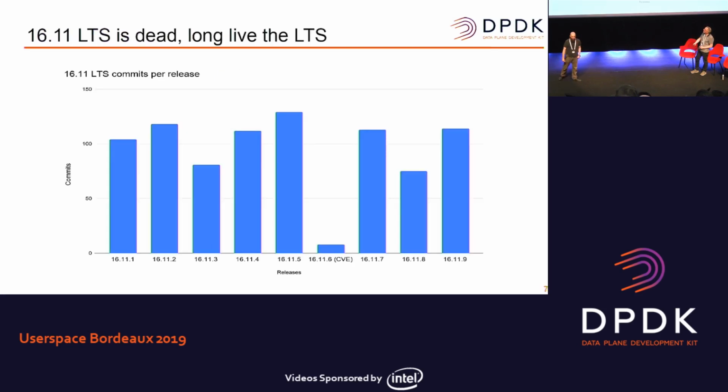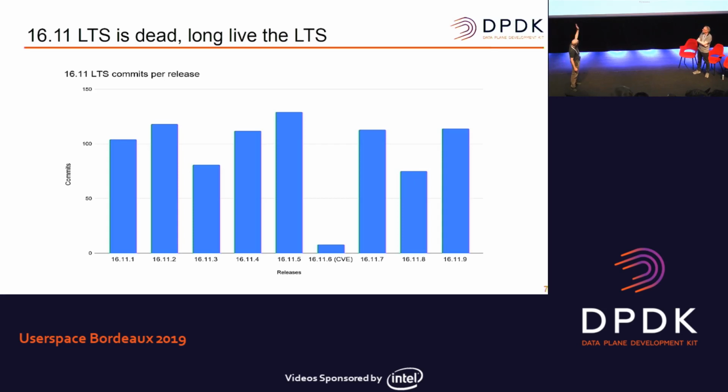Given 16.11 is now end of life, but it will always be in my heart, I wanted to show some stats about it. Here you will see the number of commits per release. A few things to notice. First of all, the CV release was just bespoke, so it can be ignored. But it's funny to notice how the release that corresponds to the mainline August release is always the one with fewer commits. I assume that's because it happens in summer, and we all prefer to be in a beer garden rather than doing DPDK bug fixes, which is fair enough.